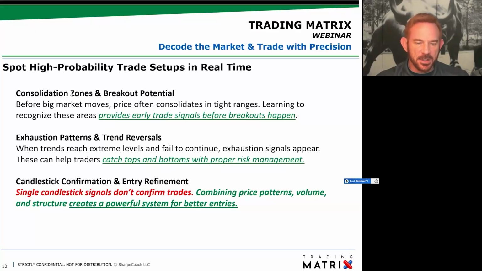So we're going to basically show you how to identify consolidation zones that have breakout potential. Like we saw in Robinhood, we're going to help you be able to identify exhaustion patterns and trend reversals. So we'll know when tops and bottoms are going in. We're going to teach you how to use candlesticks to confirm and refine your entries. So one of the things we look at is a single candle. Sometimes it does, but typically it takes a series of candles to be able to confirm a signal.